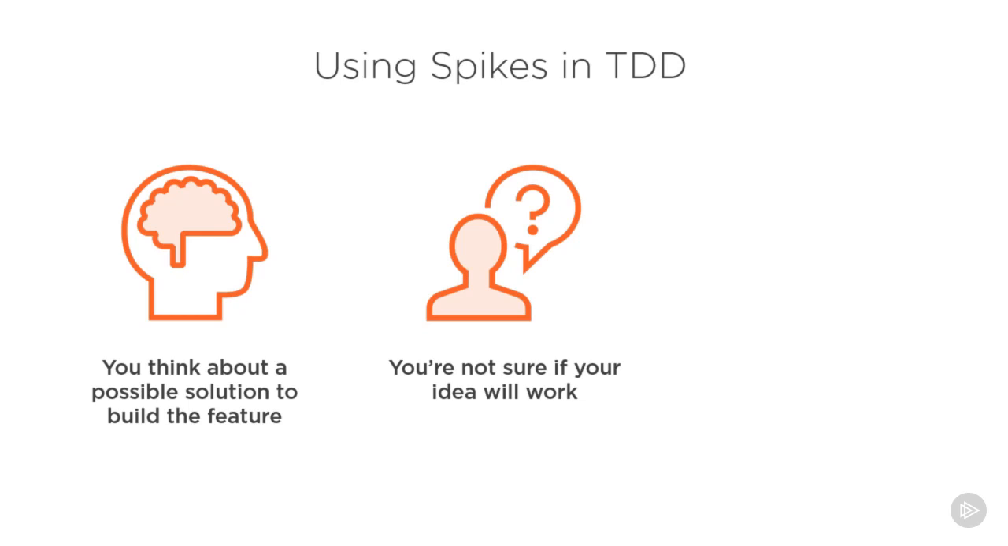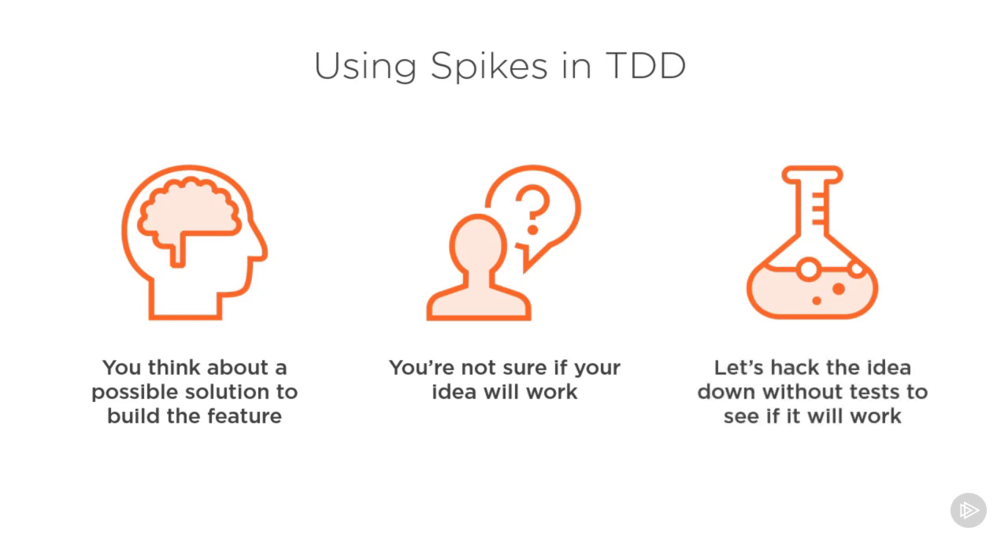And if that's the case, it makes no sense to start with a red failing test for a small piece of production code. Instead, you first need to find out if your idea will work or not. And you can do this with an experiment. You can just say, let's hack the idea down without tests to see if the idea will work or not. And such an experiment is called a spike in TDD.